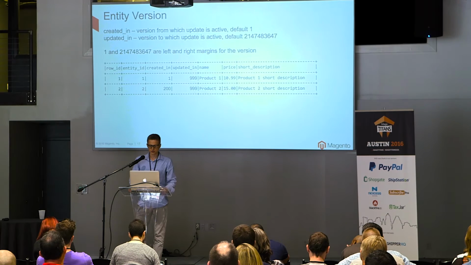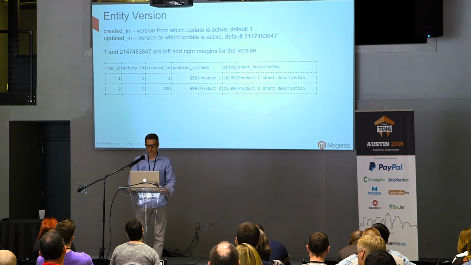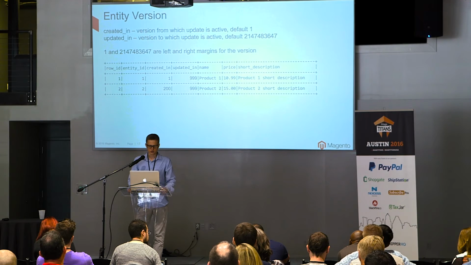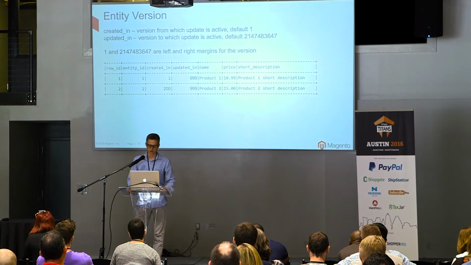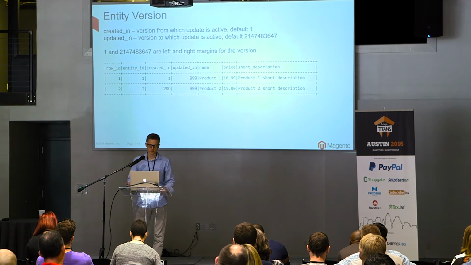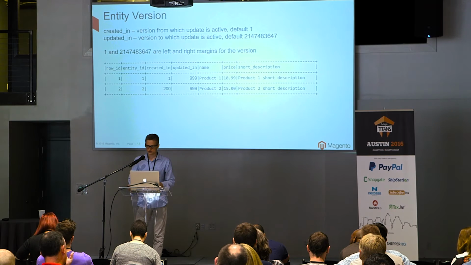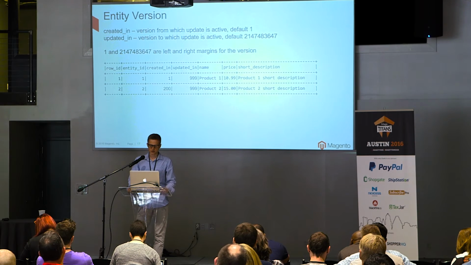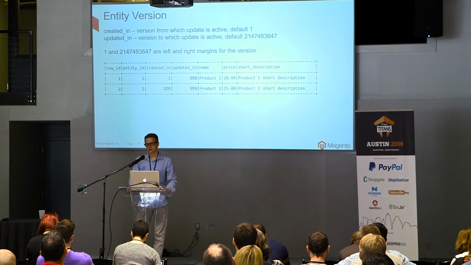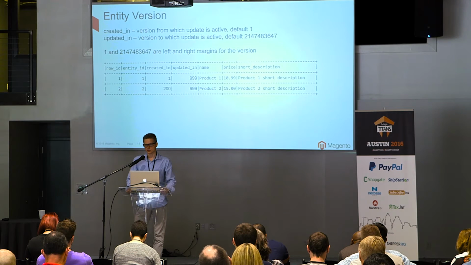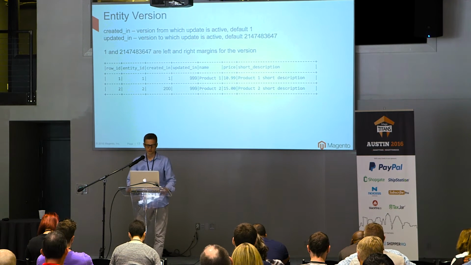Now let's take a look at what the version is and how Magento determines the version. Created in is the version from which the entity is active, and default is 1. Updated in is the version to which the entity is active, and default is max value of integer. 1 and max value of integer are the left and right margins for the version, and if created in and updated in equal the left and right margins, that means that the entity is always active. It's active from the beginning to the end.